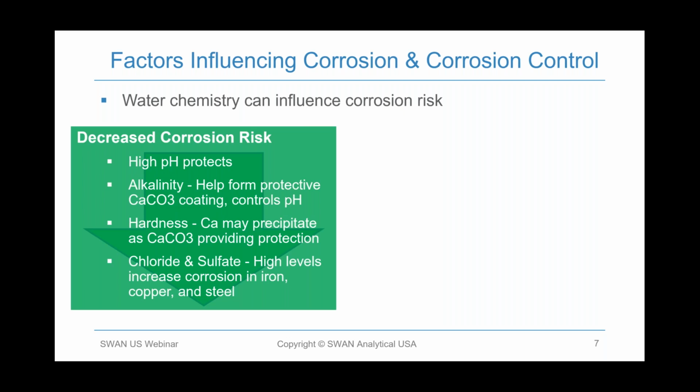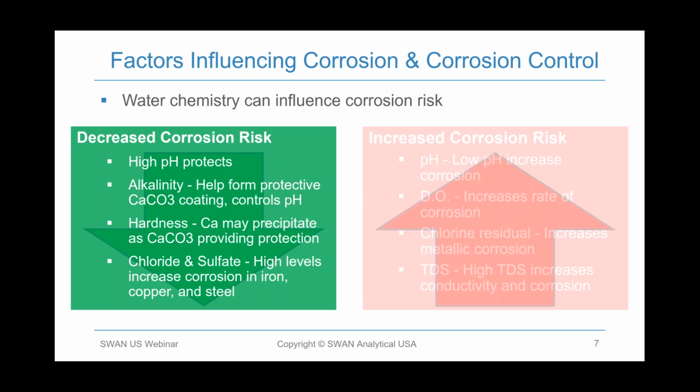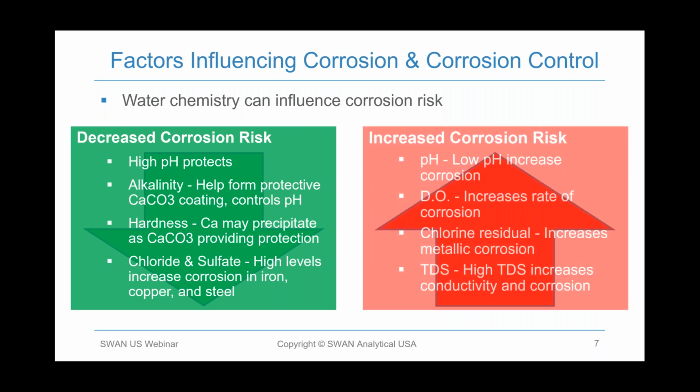We can run into trouble with disinfection byproducts by running our pHs too high. Our alkalinity can help form protective coatings, hardness, and then chloride and sulfite, high levels increase corrosion in iron. And then increased corrosion risk, or if we have a low pH, DO, obviously, anytime we're supplying oxygen or we get areas in our distribution system that are subject to higher dissolved oxygen levels, we can have increased rates of corrosion in those particular areas.